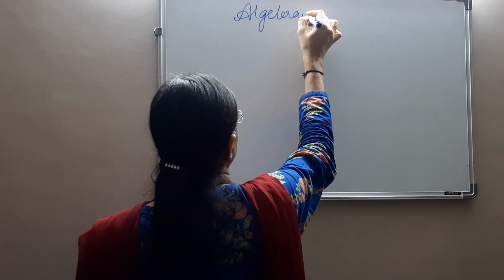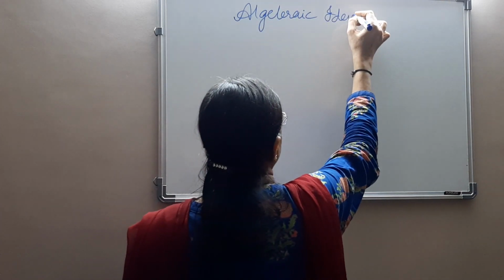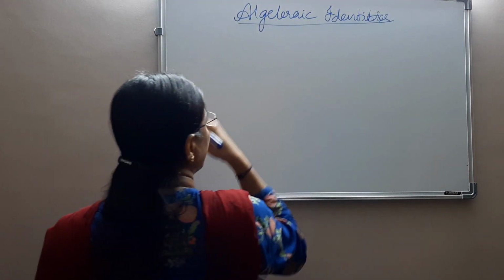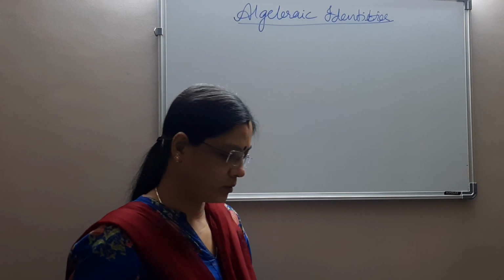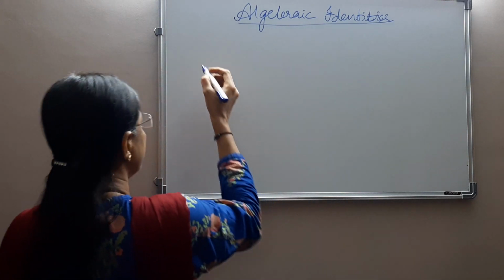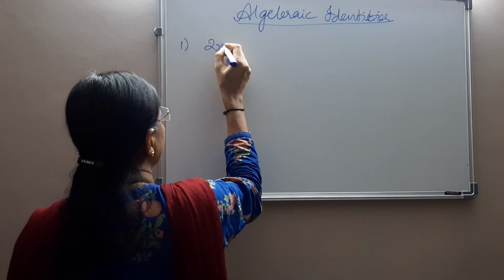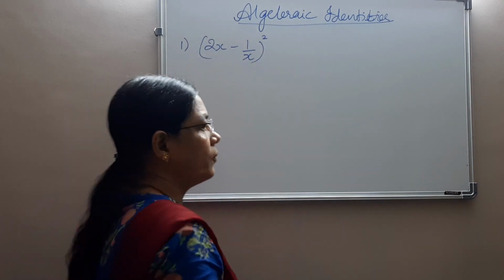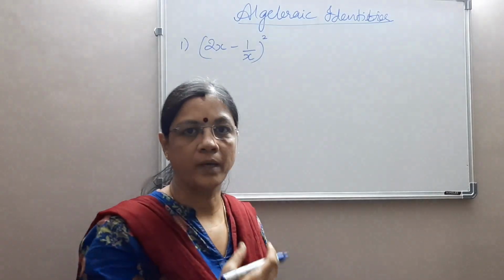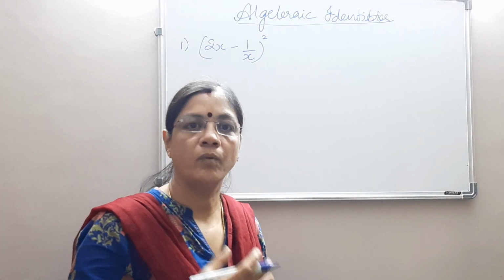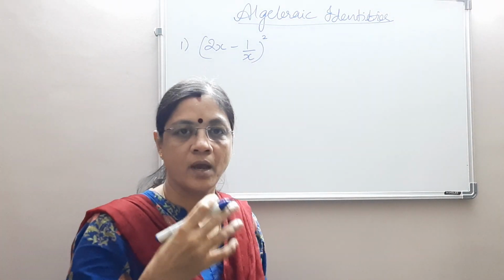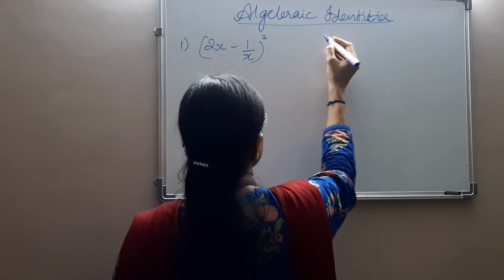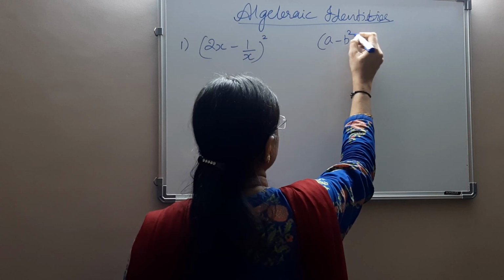Algebraic identities is what we are going to see about for the chapter Polynomials, chapter 2. Now the first problem is (2x minus 1 by x) the whole square. Whenever I do a problem like this, just observe what type of identity it follows and justify your answer with the identity. Now this is just like (a minus b) the whole square.